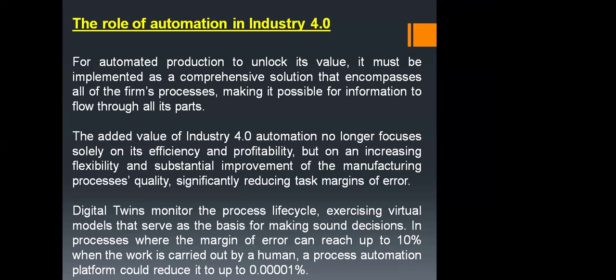For automated production to unlock its value, it must be implemented as a comprehensive solution that encompasses all the firm's processes and makes it possible for information to flow through all the parts. And the added value of Industry 4.0 automation no longer focuses only on efficiency or profitability, but it also increases the flexibility and sustainability of the whole manufacturing system.